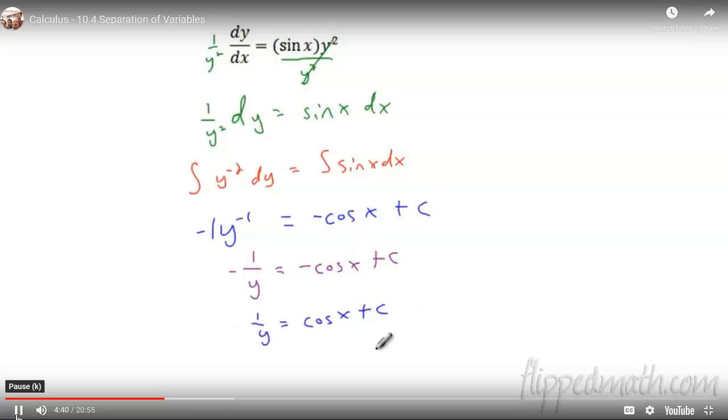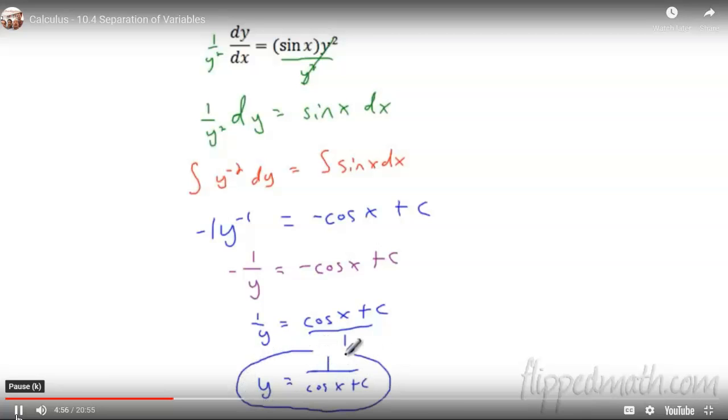You can multiply both sides by y and divide, which is the long way, but I just get in the habit of flipping it. So 1 over y, this whole thing is over 1. You can flip that over, as long as you flip this side over. So as long as you flip them both over, you are good to go.